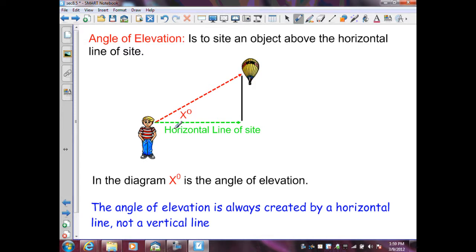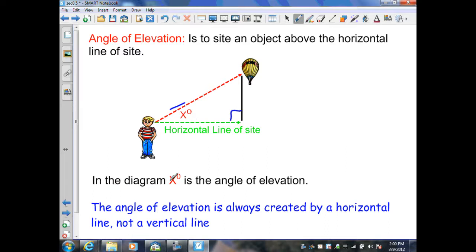That would create an angle from my horizontal line of sight to the line of sight to the object. That angle is called the angle of elevation. That is to sight an object above the horizontal line of sight. And notice what I've created is an altitude from that object, which is the hot air balloon, down to the horizontal line of sight. What that creates is a triangle. And since I said altitude, we know that that is a perpendicular segment from the vertex to the opposite side. And when that is created, we now have a right triangle that we can do trig ratios on to find missing angles and sides in this figure.